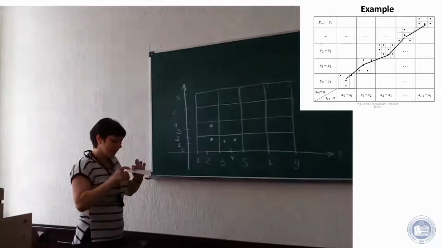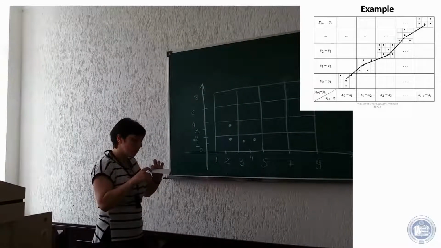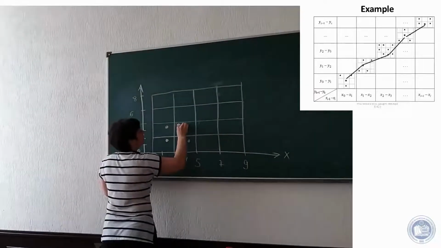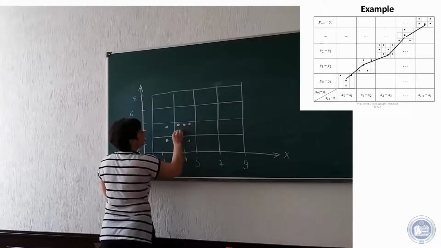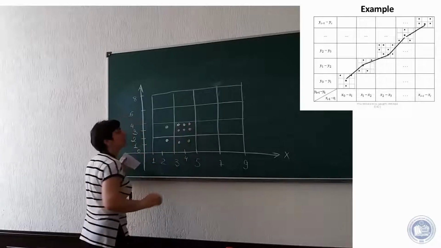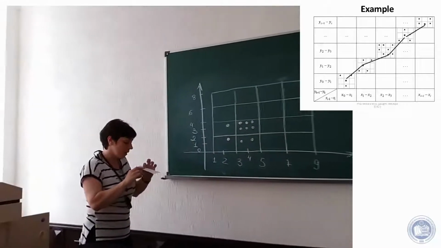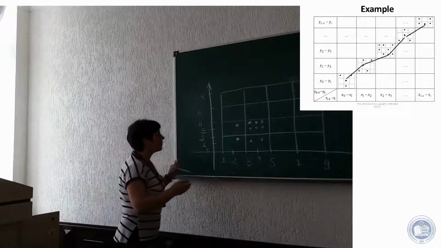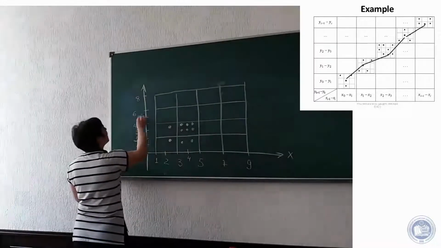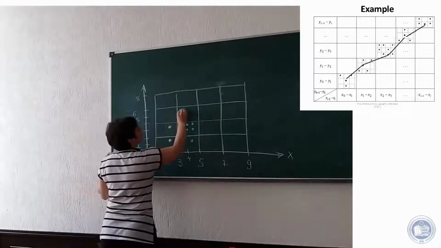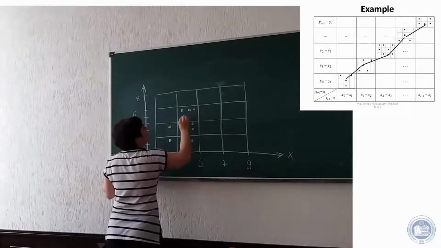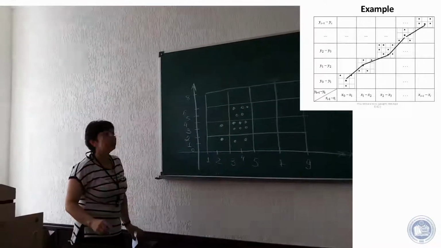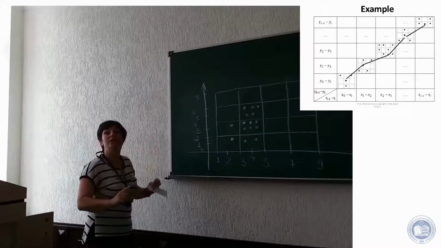Next, x equals 4, y equals 3. How many points? 6. Okay, let's mark 6 points. Okay, if you have x equals 4, y equals 5. How many points? 5. Let's mark. This field and points are called correlation field. Это корреляционное поле.